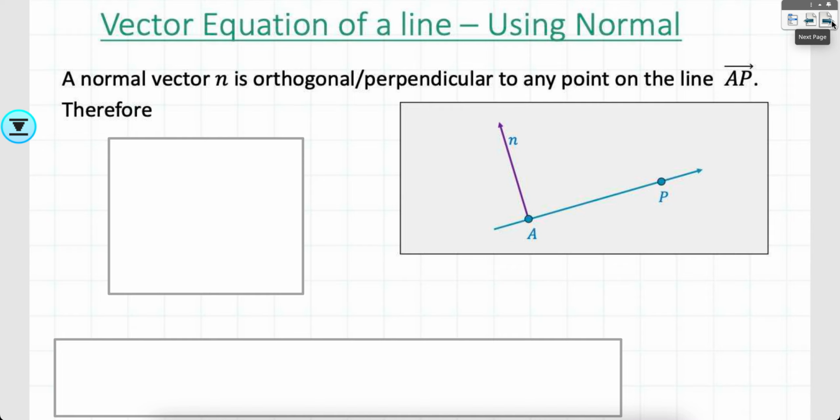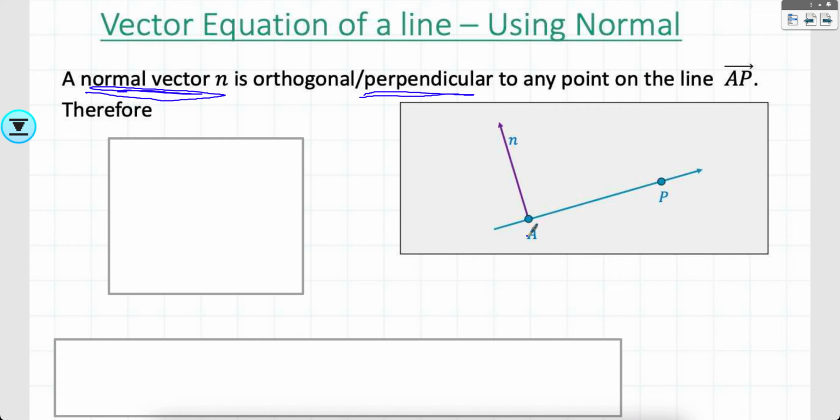And finally, what if you want to write the equation of the line, but you need to use something called the normal. So the normal is another way of saying perpendicular or orthogonal. So a normal vector is 90 degrees to your other vector. And we will use this wording very frequently. So the normal vector is always perpendicular to your line.